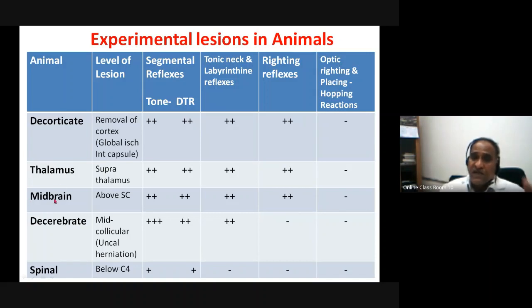So in the midbrain animal, that means the midbrain is intact, so the righting reflex is present. However, the locomotor reflexes may be absent, may not be as clean as before. Placing and hopping reactions may not be present because they require the cerebral cortex. In the decerebrate animal, what happens? It is the mid-collicular sectioning, or uncal herniation in the case of human beings.